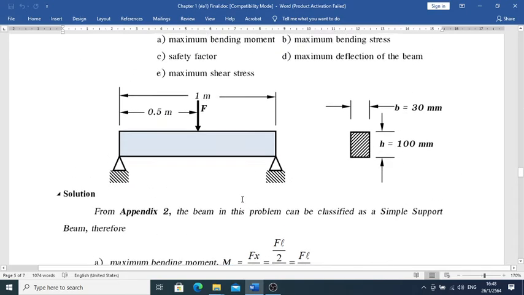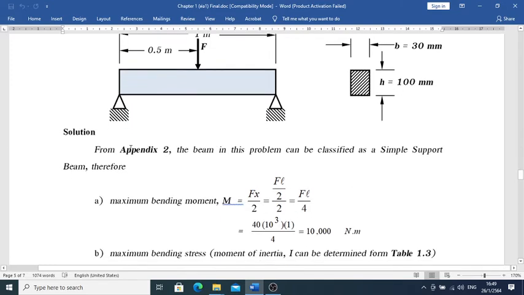Let's see the figure there. We have F right at the center. We have a simple support beam with supports on the left and on the right. The beam has a rectangular section with b of 30 and h of 100. So look up Appendix 2 there for the simple support beam.